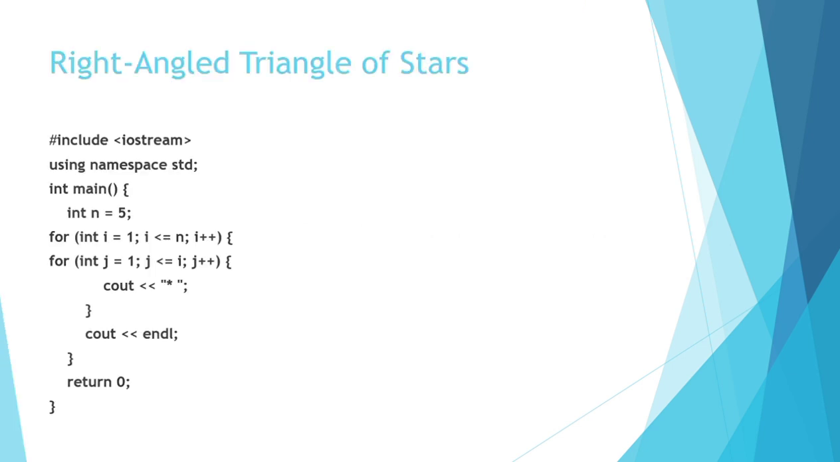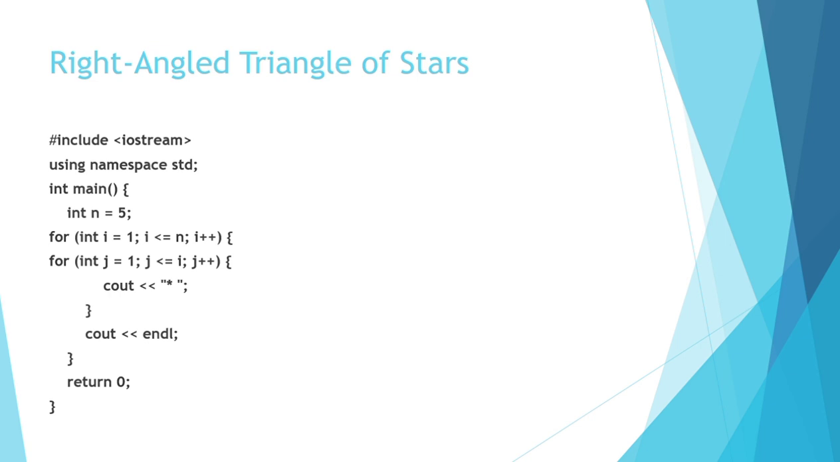Before we start, let's quickly refresh what nested loops are. A nested loop is simply one loop inside another. The outer loop controls the rows, and the inner loop controls the elements or characters inside each row. We will be using these loops to print star patterns.